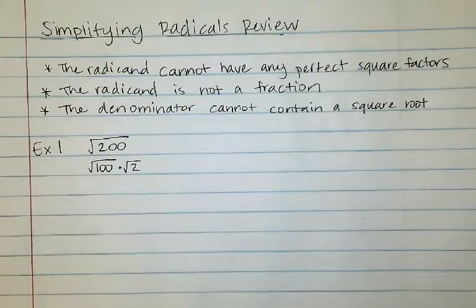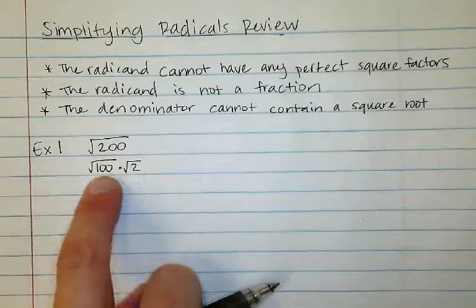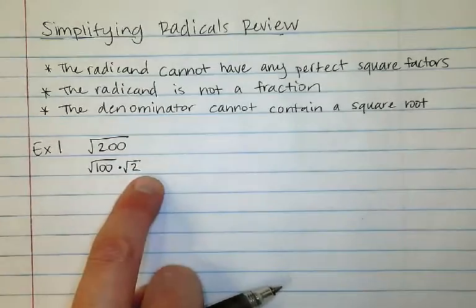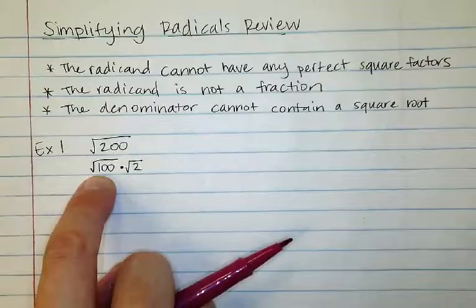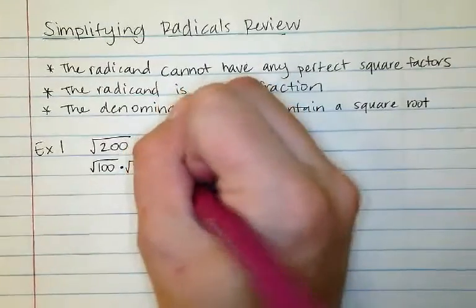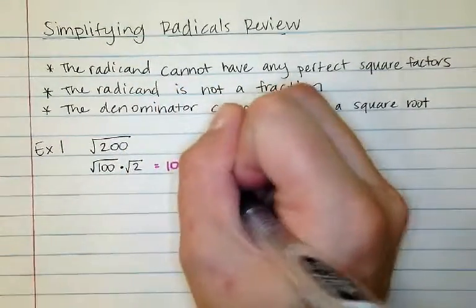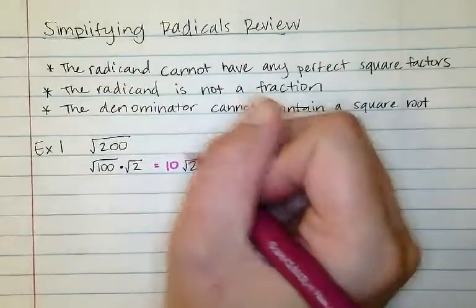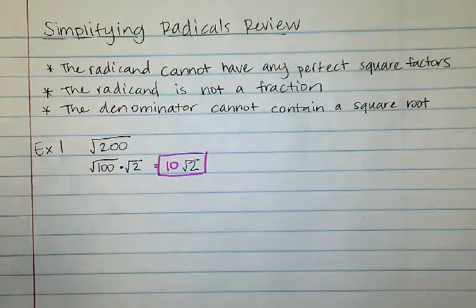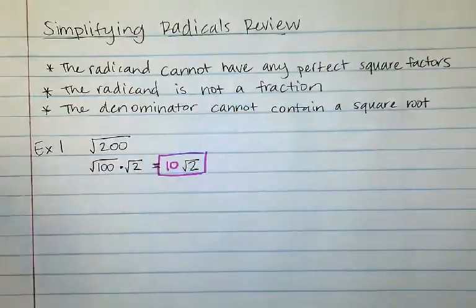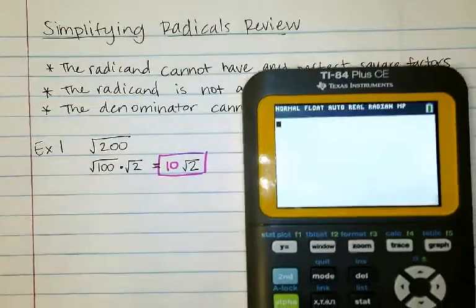Are you comfy with that? Is this bringing back any bells? Alright, so here we go. The square root of 100 times the square root of 2. What's the square root of 100? 10. So this just becomes 10 times the square root of 2, and we have our final answer. That's the whole point. We want to find these perfect squares.